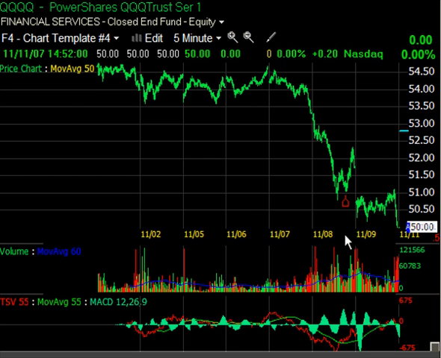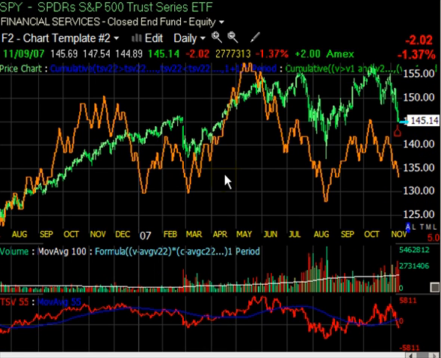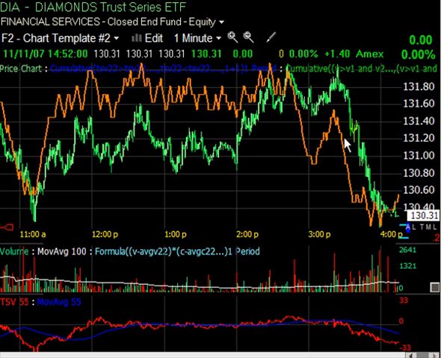There's a lot of volume there in the last couple of days, so that's usually indicative of a short-term bottom. So maybe we're going to see that bounce. There's 3C on the Qs. Here's 3C on the spiders, 3C on the diamonds. If you want to give this indicator a try, 3C on the 1 minute chart on the diamonds.